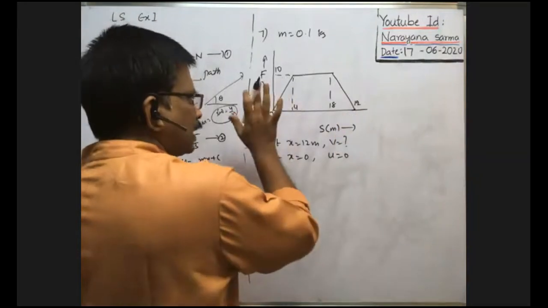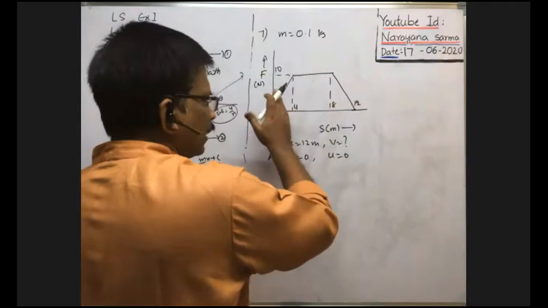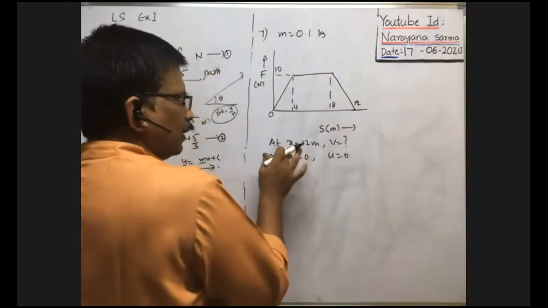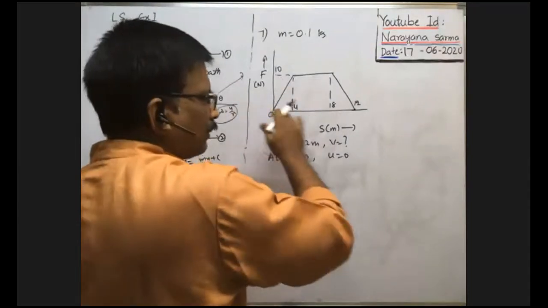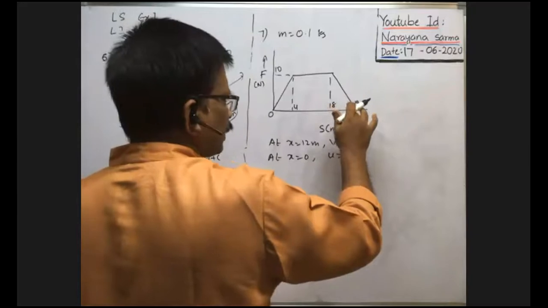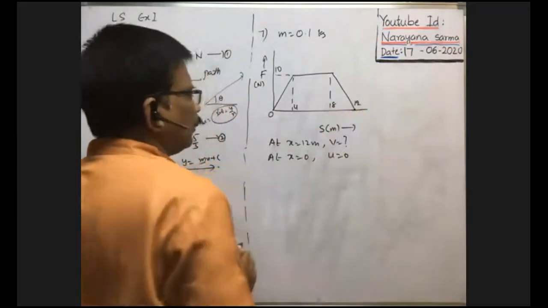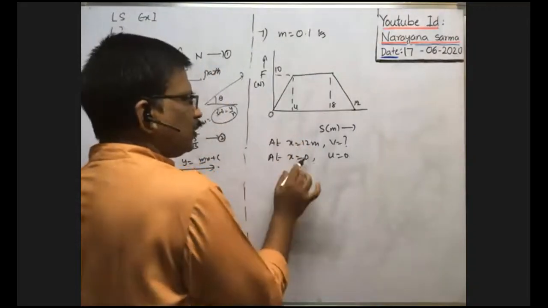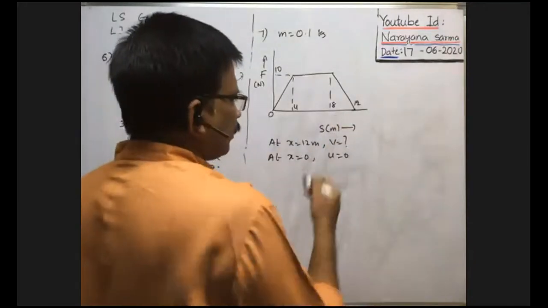Because as the force is applied, work is done on the body. Due to that, the velocity of the body goes on increasing, because initially the body is at rest. When force is applied, along the direction of the applied force the body accelerates and velocity goes on increasing. And at x equal to 12 meter, what is the velocity they asked? Here at x equal to 0, the initial velocity of the body is given as 0.